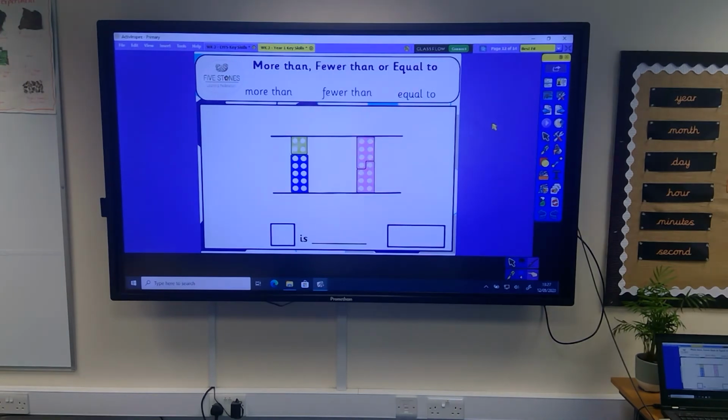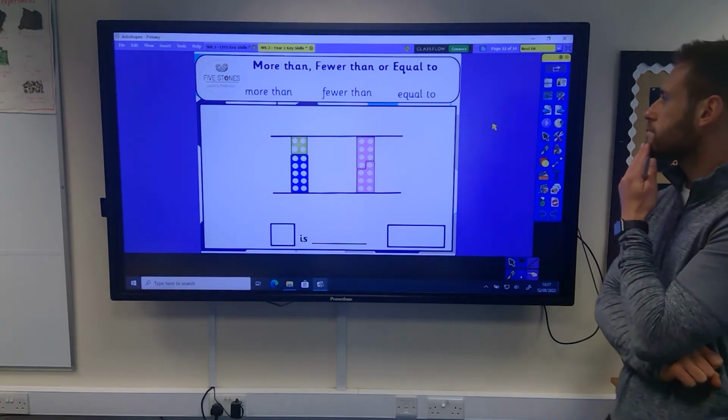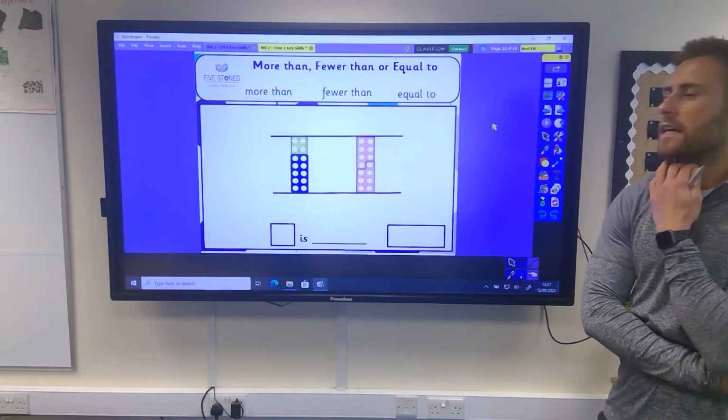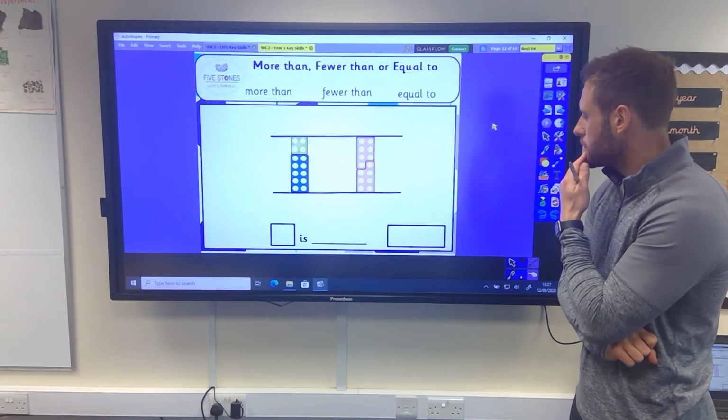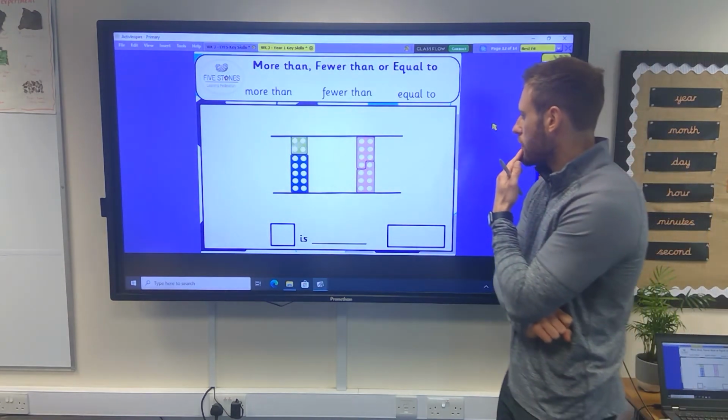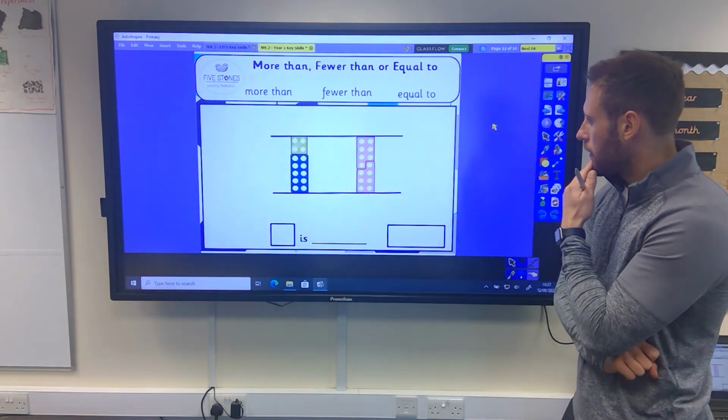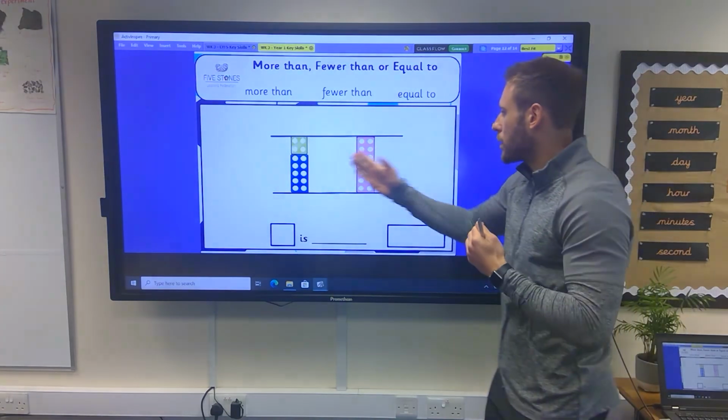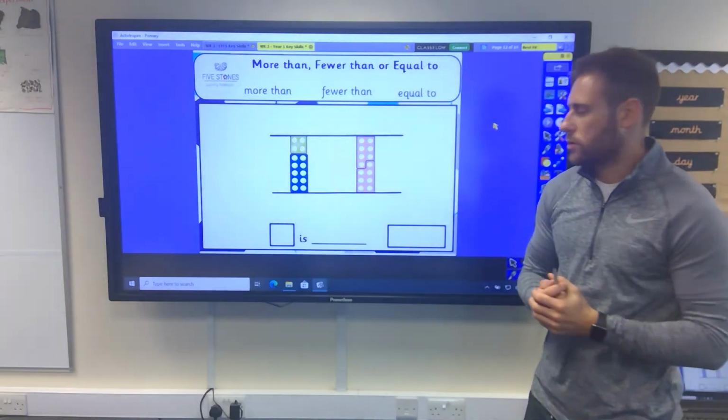Interesting. Do we notice here we've got 2 numbers to compare, 2 different ways to represent those numbers. First of all, we need to figure out which of these numbers is what. Off you go.